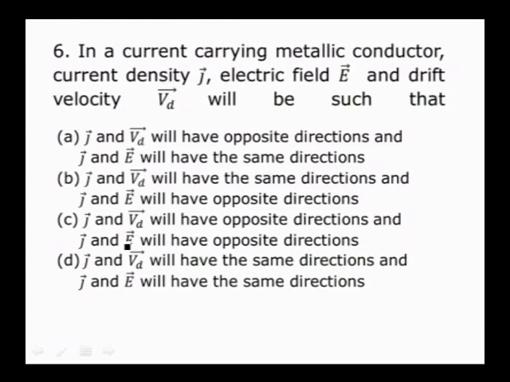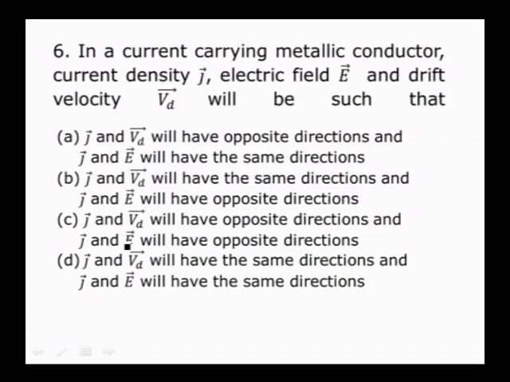In a current carrying metallic conductor, the current density J vector, electric field E vector and drift velocity Vd will be such that we are given 4 different options. First option: J and Vd opposite direction and J and E in the same direction. Second option: J and Vd same direction, J and E opposite direction. Option C: J and Vd have opposite direction and J and E opposite directions. Option D: J and Vd same direction, J and E have the same direction.